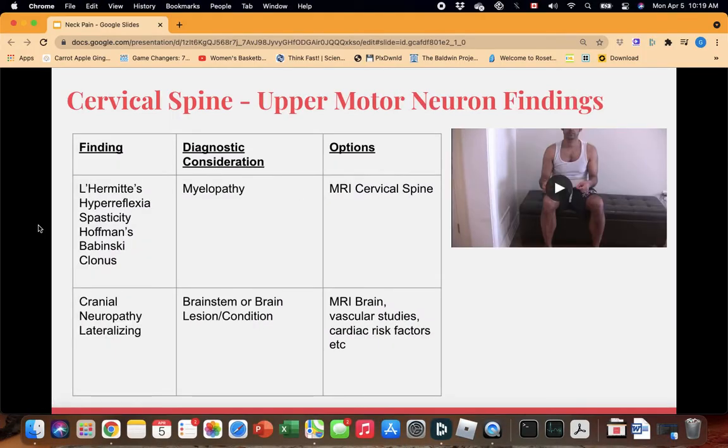Once I've done that, I want to get a sense of whether or not there are upper motor neuron findings. To try and distinguish whether it could be above the cervical spine, I use a jaw jerk, and that will help guide whether I need to do other investigations, such as an MRI of the cervical spine and/or potentially considering an MRI of the brain or vascular studies.